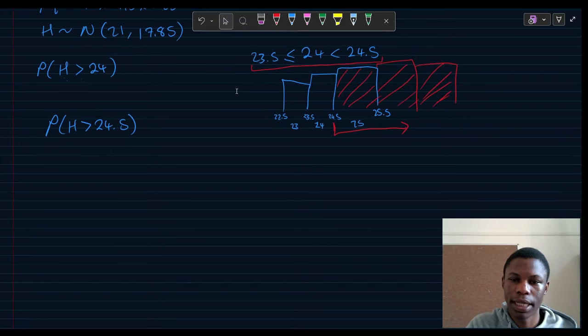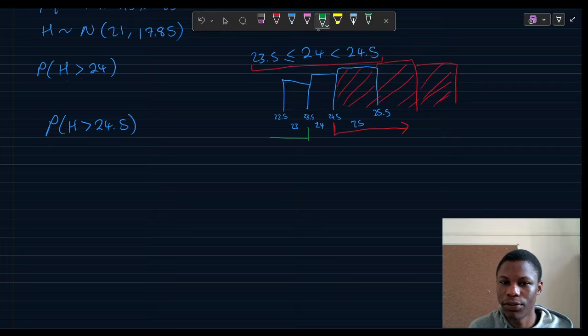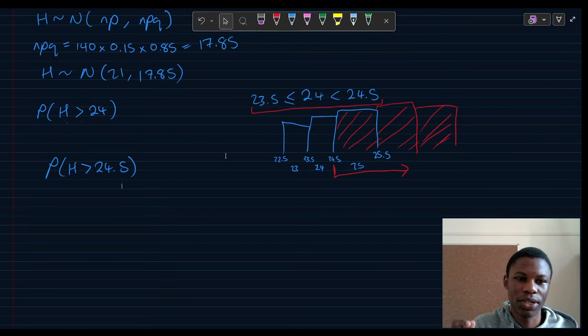And if you're going the other direction, you just use the same logic. If you wanted H to be less than 24, I would have started from 23.5, moving the other way, because I don't actually want to include the 24 when I'm going that way. So keep that in mind. So H greater than 24 becomes 24.5. That's our continuity correction. Now we need to standardize.